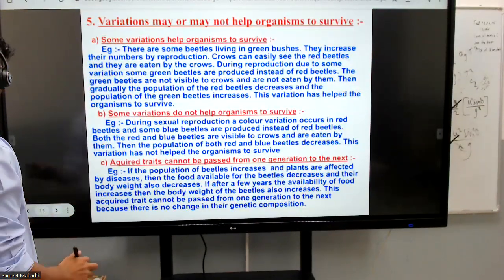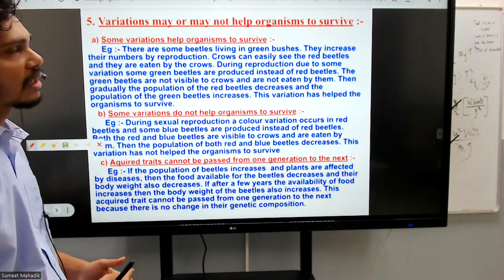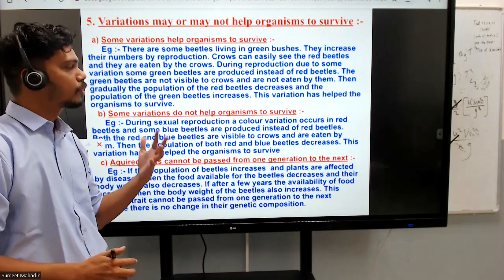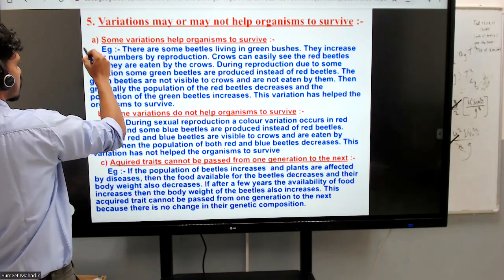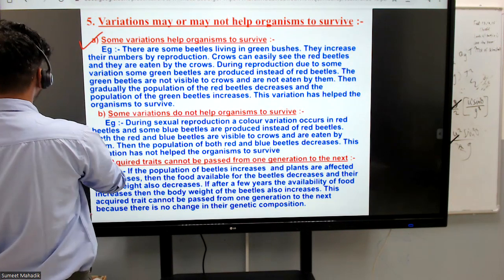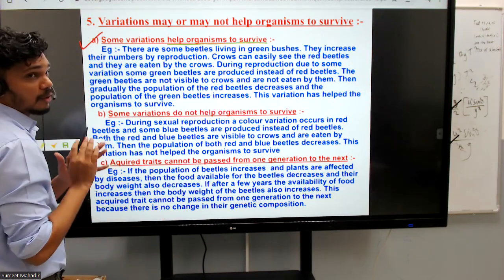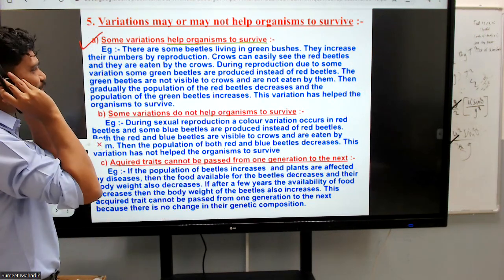Okay, now some variation may help the organism to survive. So, variation can be of three types. Let's see. First, some variation helps the organism to survive.